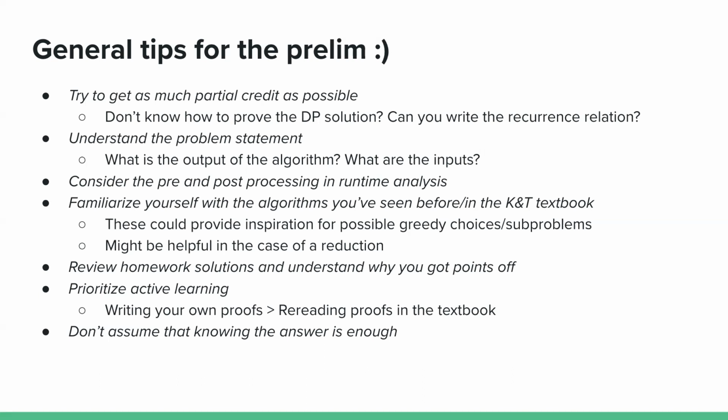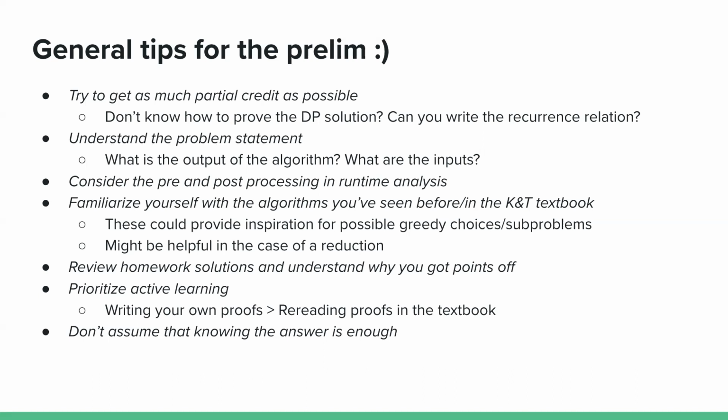And then finally, prioritizing. Oh wait, there's actually two more. One more is prioritizing active learning. Writing your own proofs is always going to be better than just looking at the textbook and reading it and being like, okay, I got it, because a lot of times you're just reading it and convincing yourself you understand it when you really don't.